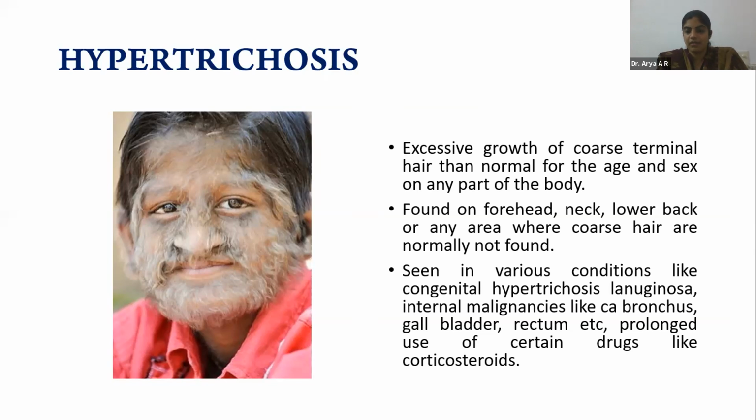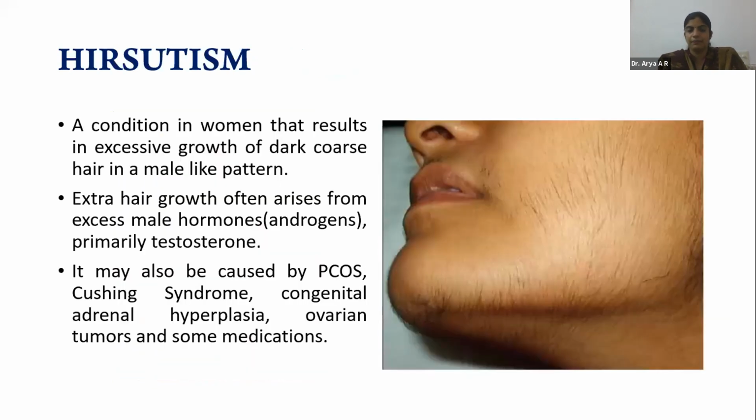So this is a hypertrichosis condition where we could see excessive growth of coarse hair, more than normal, on any part of our body. It's commonly seen on the forehead, neck, and any area where we could not generally see coarse hair follicles. It is seen in congenital conditions like congenital hypertrichosis, and also in cancers affecting the gallbladder and rectum, and also while using medications containing corticosteroids.